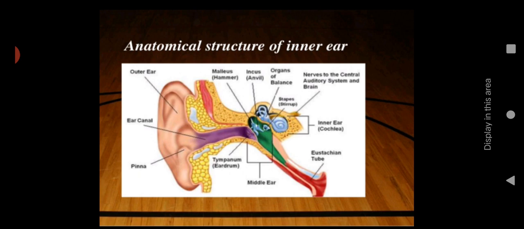Let us see the anatomical structure of the inner ear. We have already discussed this topic. You can see what structures are present in the inner ear: the cochlea and the vestibule. These are the two organs which help with hearing and balancing.